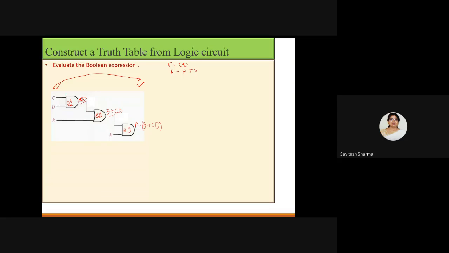So now you started from the leftmost, now you reached up to rightmost. So this is my Boolean expression. So first step is over. So this is my final expression.